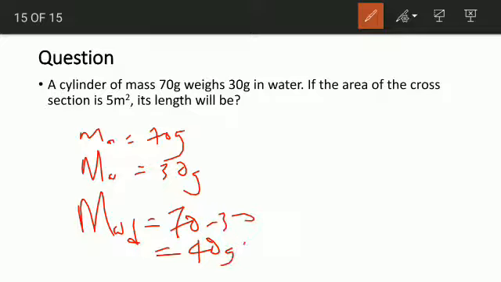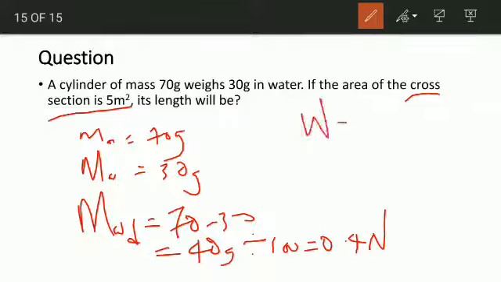Okay, we can convert this to newtons by dividing by 1000 and multiplying by 10, or you say divide by 100. So if we divide by 100, it is going to give us 0.4 newtons. Okay, so the upthrust is 0.4 newtons. Now, since we are given that the cross-sectional area is this, remember the condition for floating is that the weight here must be equal to the upthrust.